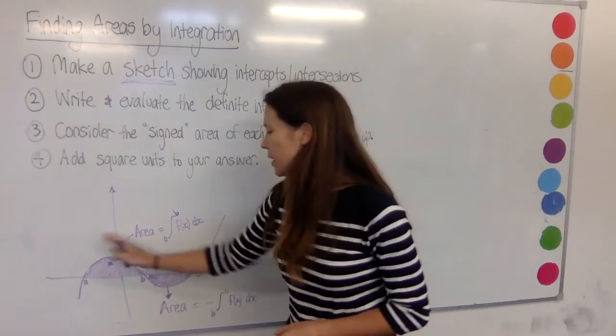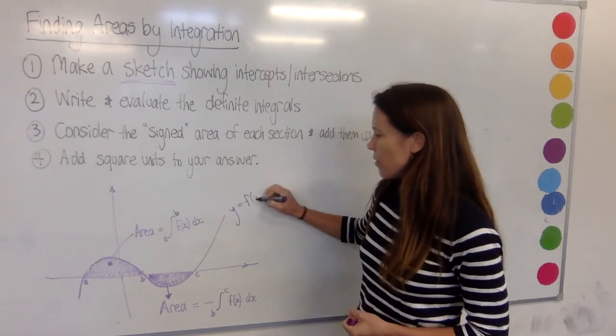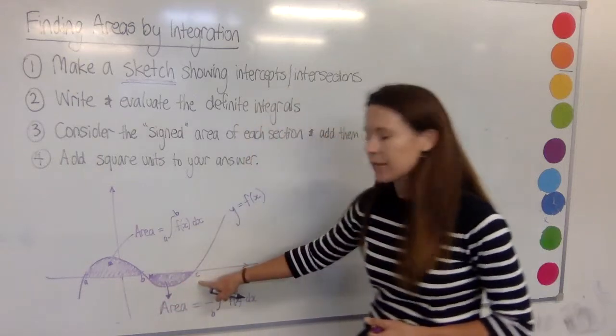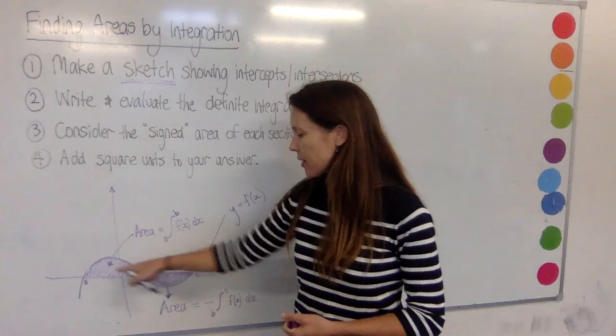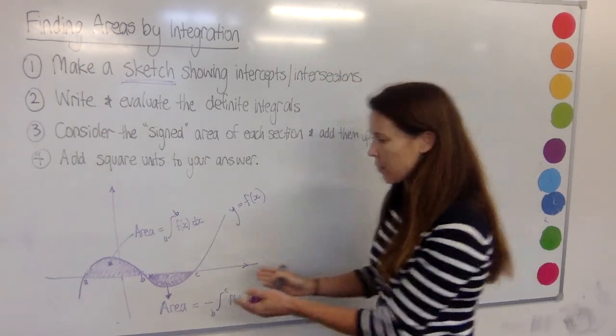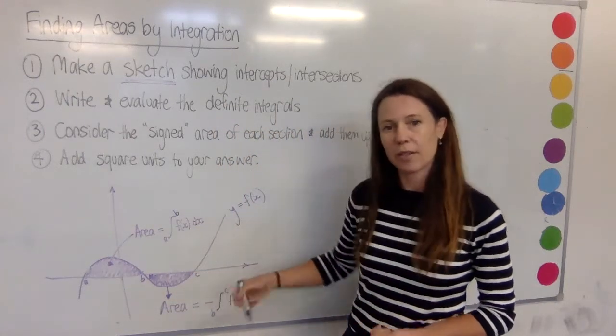So in this example down here, which has a function that I'm not even sure the name of, let's just call it y equals f of x. I can see that I've got x-intercepts at A, B and C. So if I'm going to find the area that's between the curve and the x-axis, I can see straight away that I need to break my area up into two sections, and I need to calculate those two sections separately.